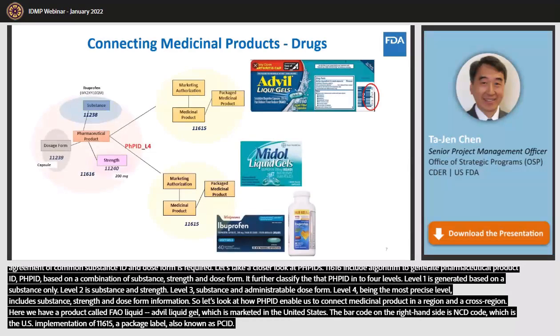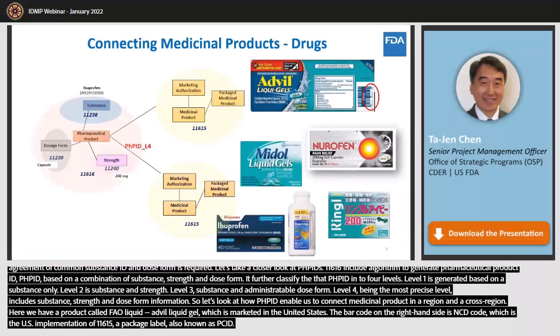to mild or generic ibuprofen by Walgreens or CVS, because all these products share the same substance, dose form, and strength. Now, with cross-region agreement on the term for substance and dose form, we can also link to products like Nurofen in Europe and Ringo in Japan.